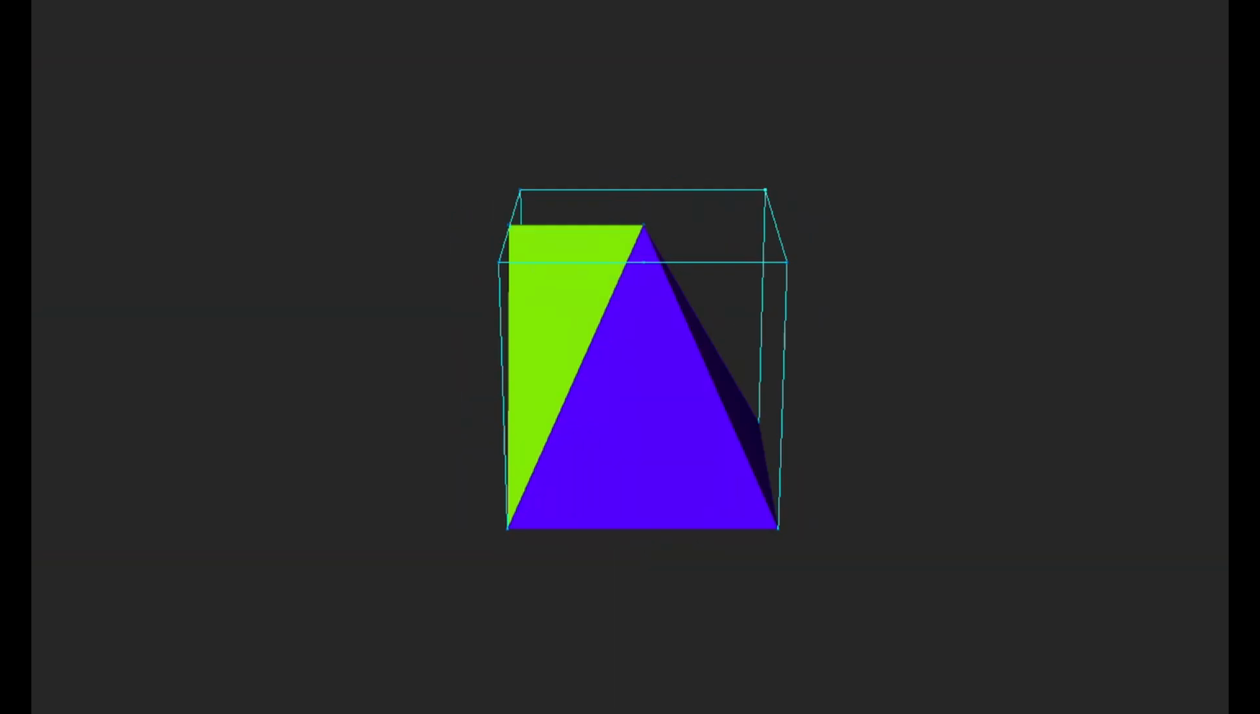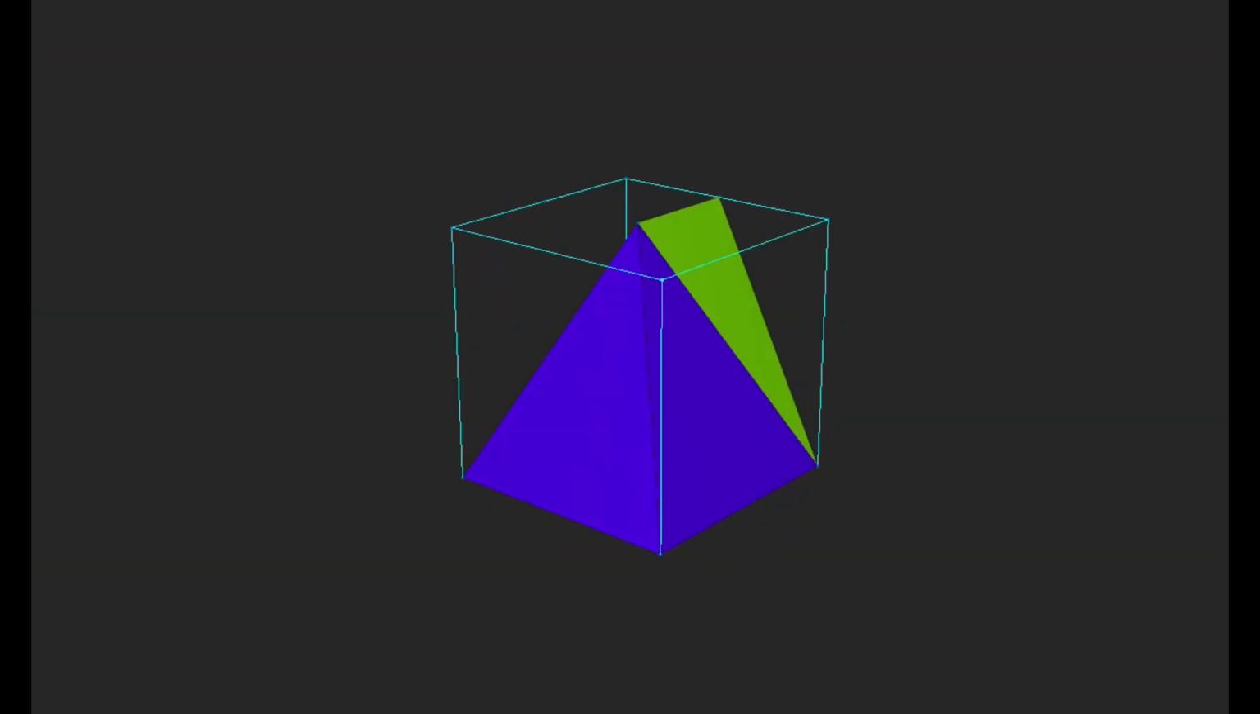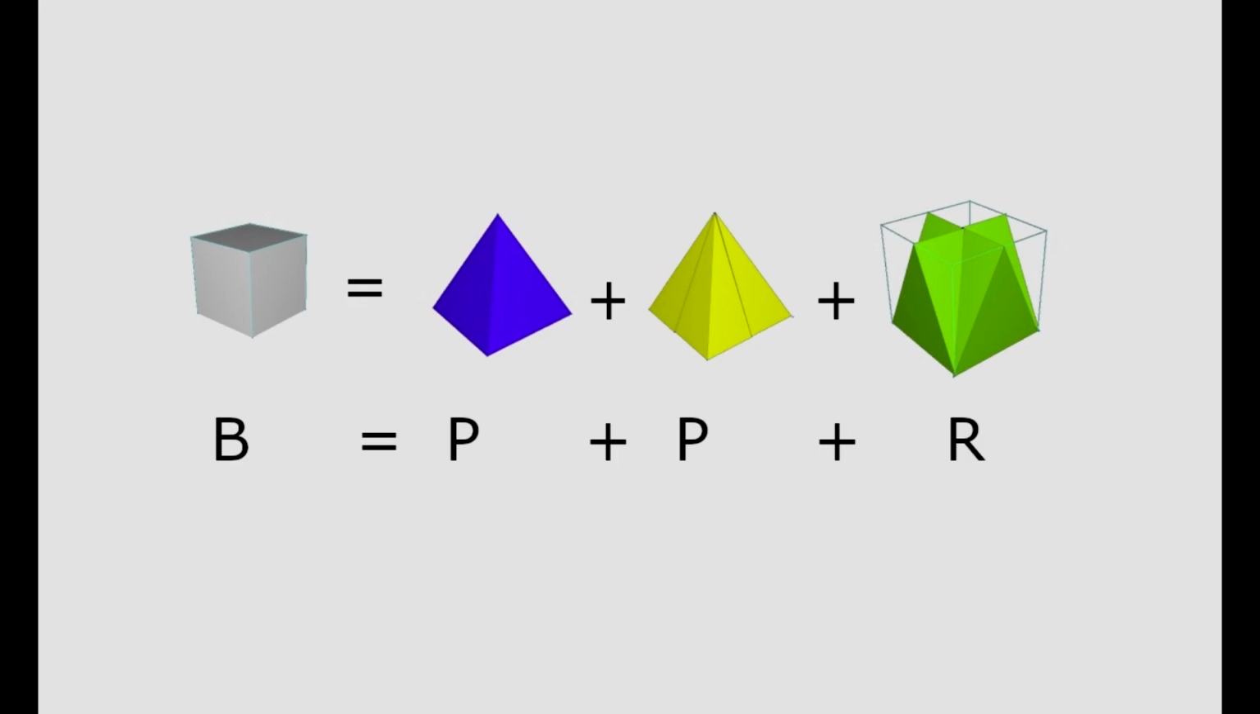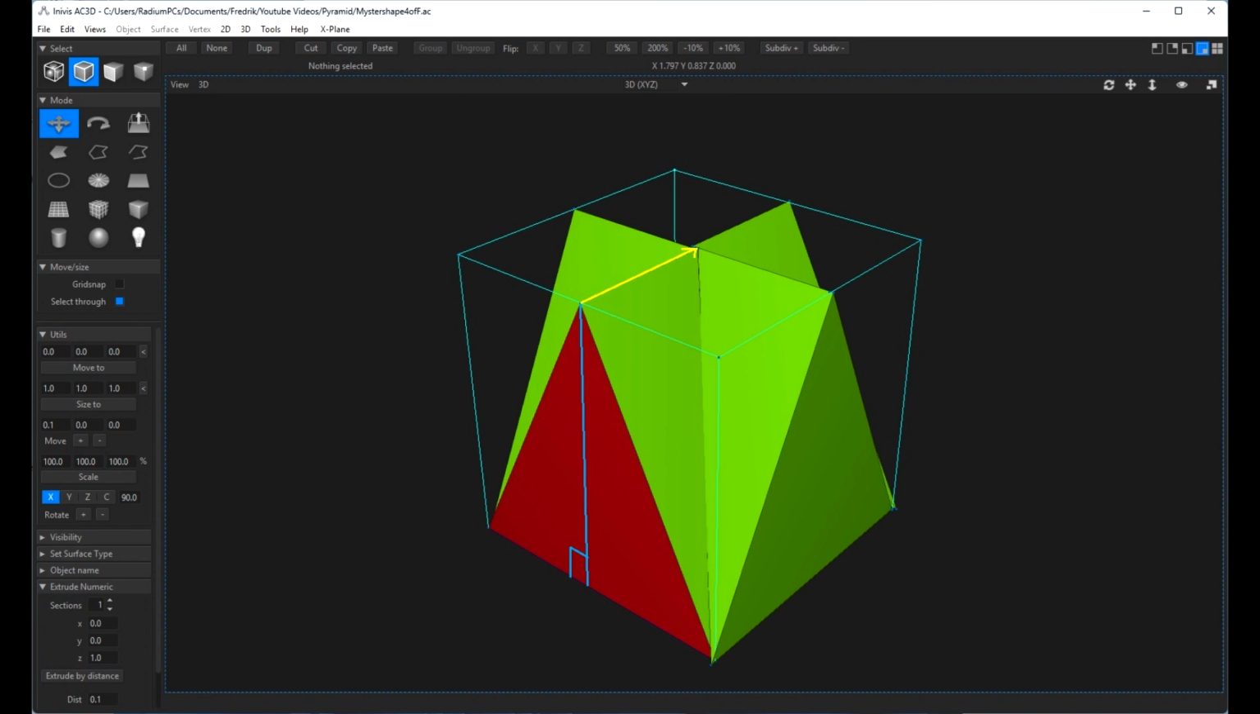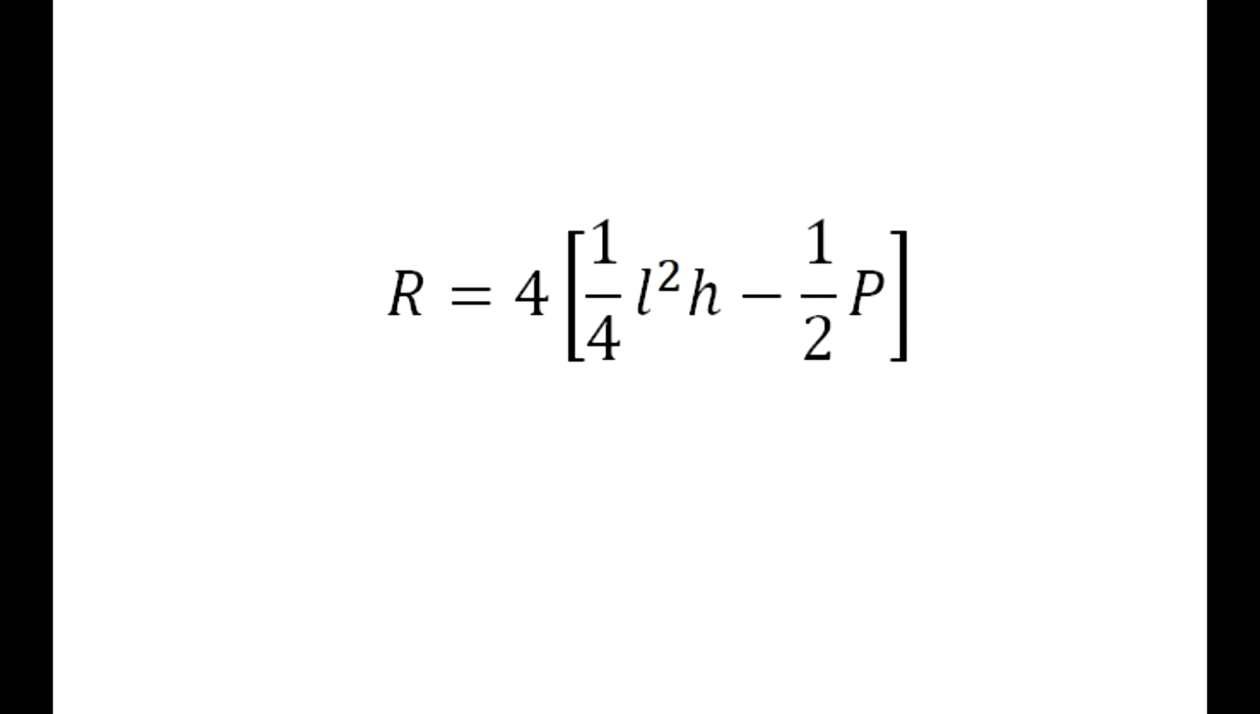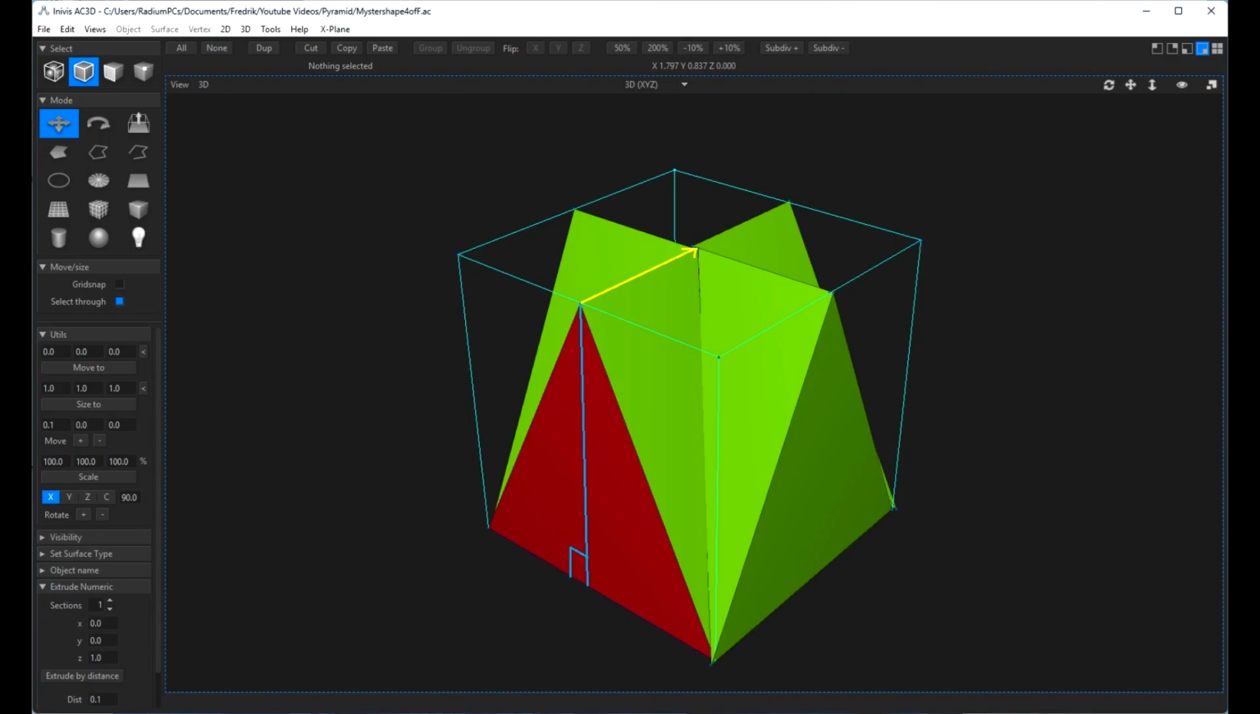We can write a new formula for the box volume. We are left with b equals 2p plus r. Let's now inspect the volume of r algebraically. By use of former knowledge on triangles, we arrive at the following expression for the total of 4 green wedges. P is again a pyramid volume and we refer to a pyramid split in half. We can insert this formula for r in the previous formula.